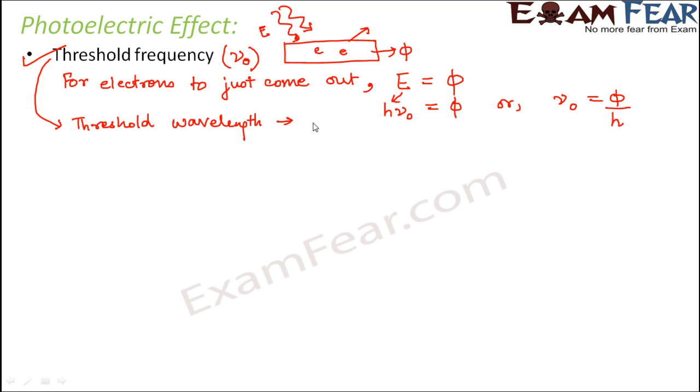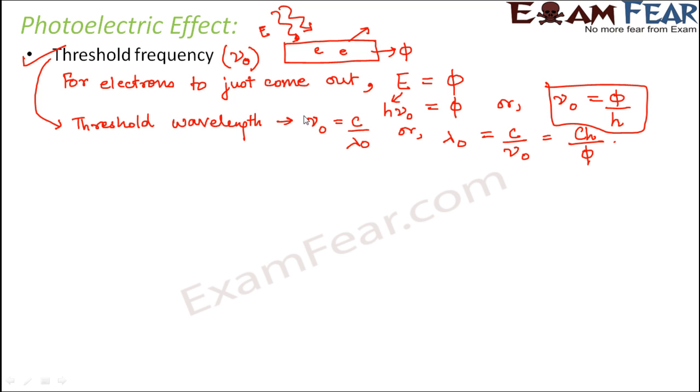That would be given by, so nu naught, which is the threshold frequency, is equal to c by lambda naught, or we can say that lambda naught is equal to c divided by nu naught, which can be written as ch divided by phi. So this is how threshold frequency and threshold wavelength are linked to each other. So here you need to remember this, and you also need to remember this.